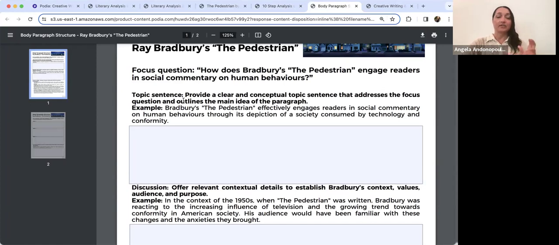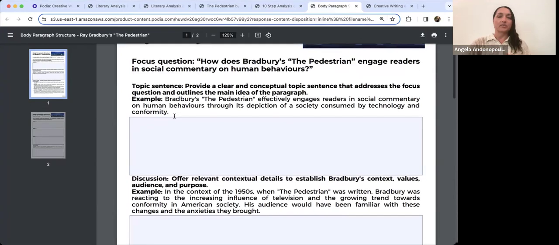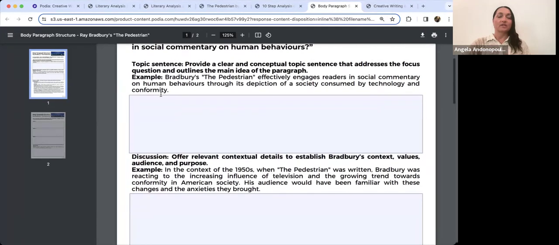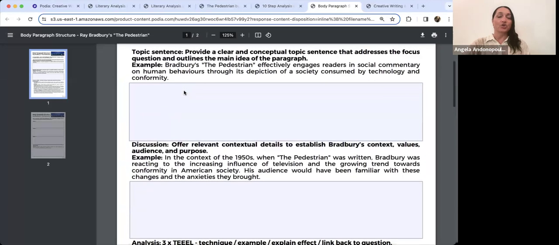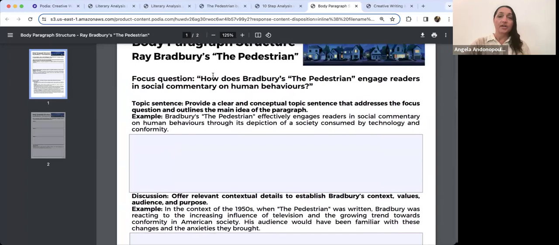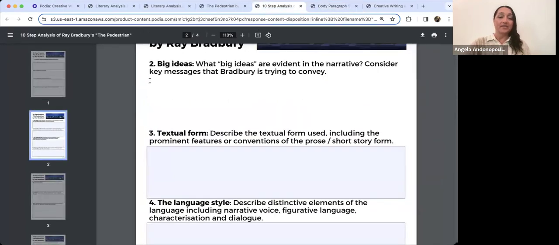I've intentionally kept that a little bit broad, and I'll give you an example of the topic sentence that I've given. Bradbury's The Pedestrian effectively engages readers in social commentary on human behaviours through its depiction of a society consumed by technology and conformity. So there's a little bit of an idea there. Any other big ideas that come to mind if you were going to answer that question? Michael has given some really great ideas for what he is commentating on, what is the critique of. Have a think about that, because there's a few big ideas that come to my mind.